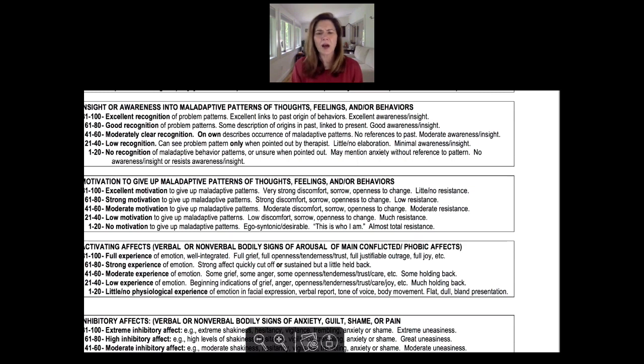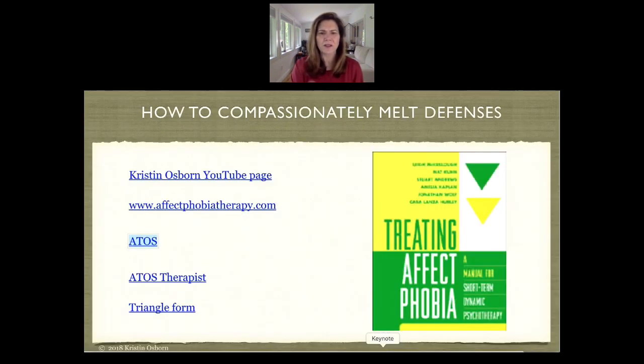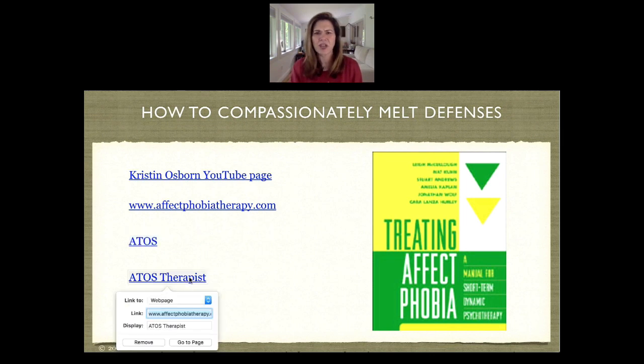So another scale that can work for you, and again, this you can find on the www.affectphobiatherapy.com page, and it's listed under research, and then you can find it under research scales. And this is the ATOS therapist. And this is a wonderful tool for you to just be checking up on yourself.